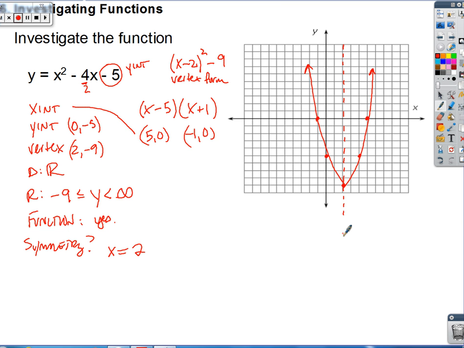You could draw a dashed line of symmetry if you wanted to. Either works. I will tell you this, that the one on the test is an absolute value, which works almost exactly the same as a parabola. And good luck.